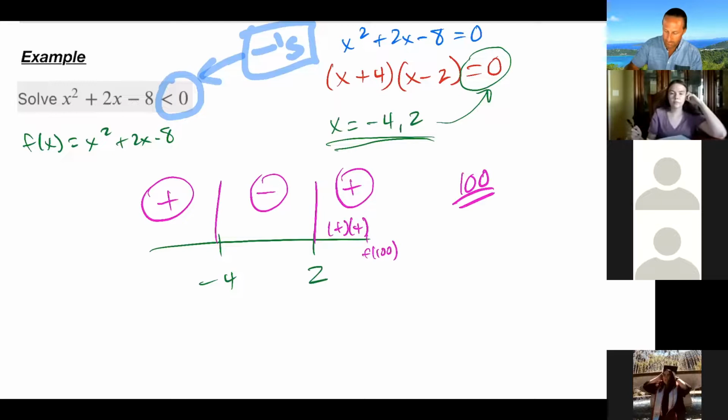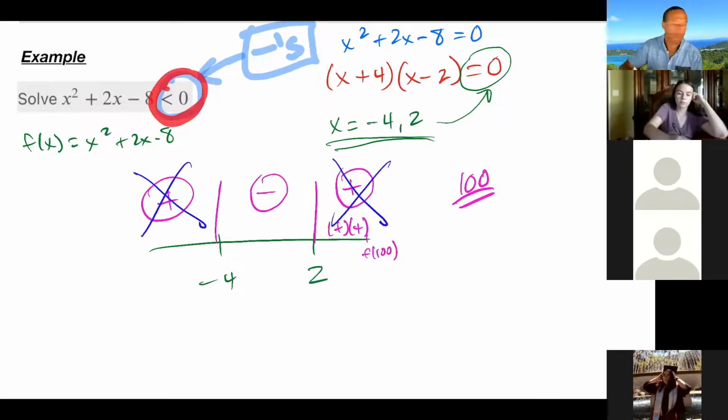The domain of -4 to 2. Good. I didn't want any of the positives out here. Let me use a different color. I didn't want the positives. I only wanted the things that were strictly less than 0, not even the things that were equal to 0.